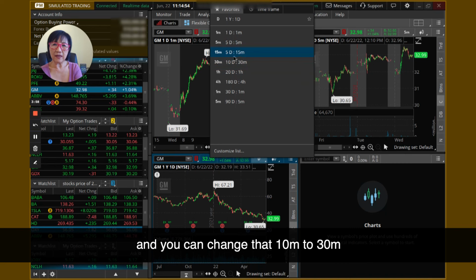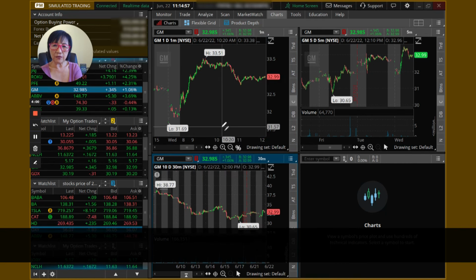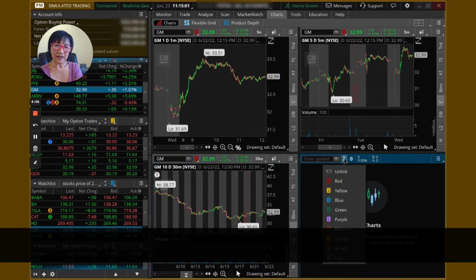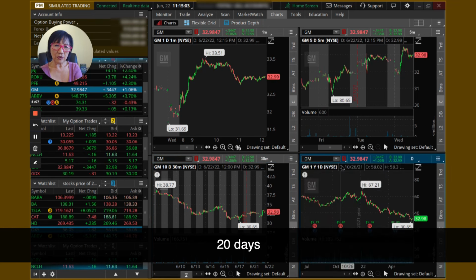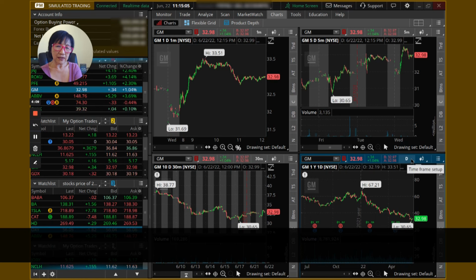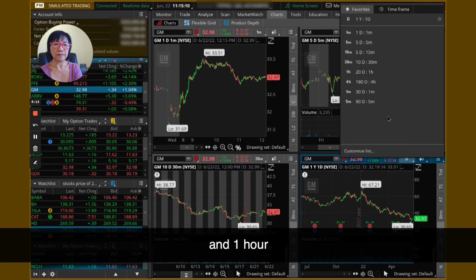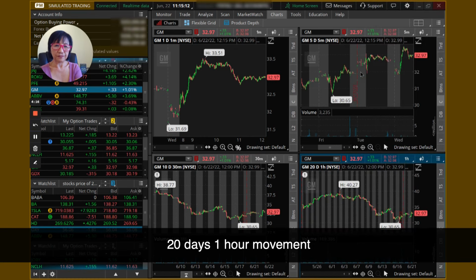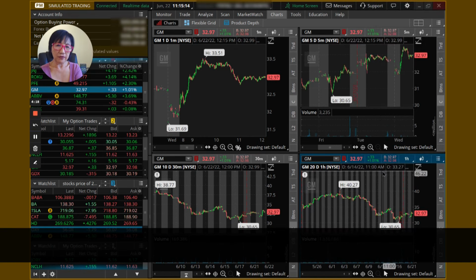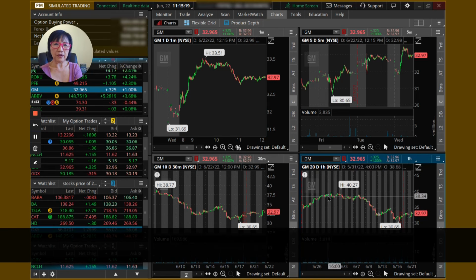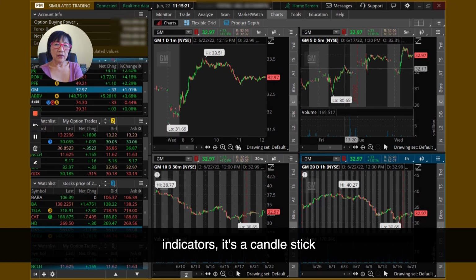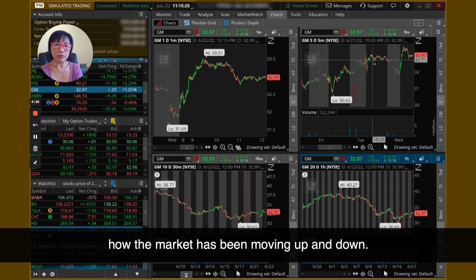You could change that to 10 days and 30 minutes, a 10-day and 30-minute chart. And again, link here and go to the 20-day chart, with 1 hour. A 20-day and 1 hour movement. And all these are the indicators. It's a candlestick chart. It shows the movement, how the market has been moving up and down, up and down.